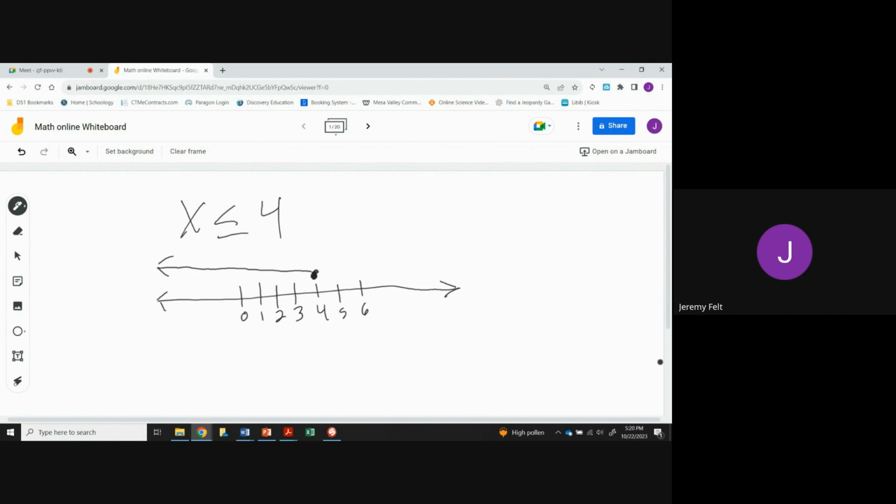That's what we said. We're talking about a range of numbers. So I could plug in 0 for x. 0 is less than or equal to 4. True. I could put in negative 100. Negative 100 is less than or equal to 4. That's true. So there's going to be more than one solution.